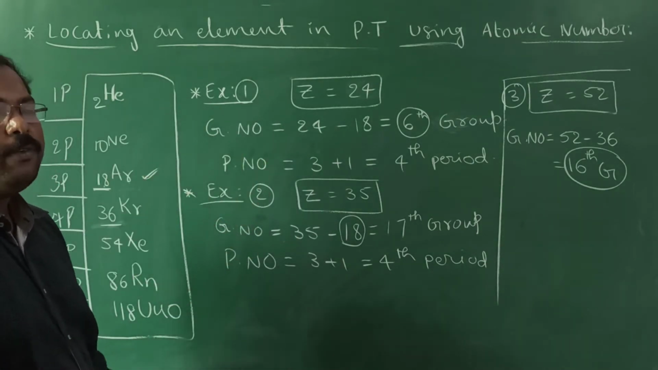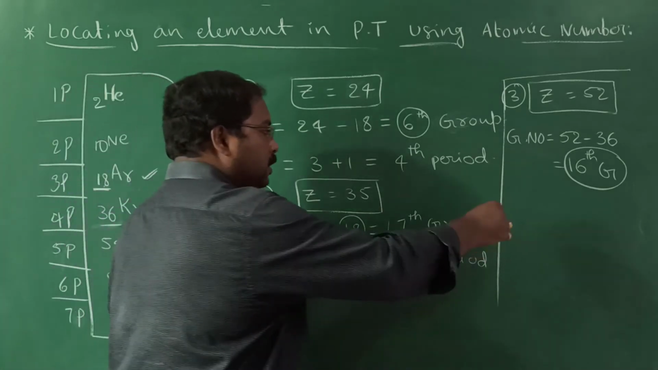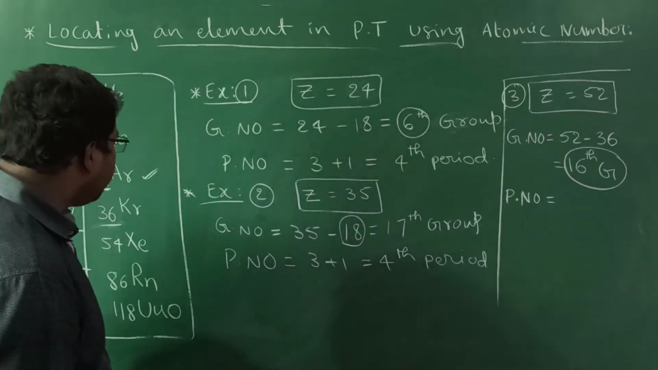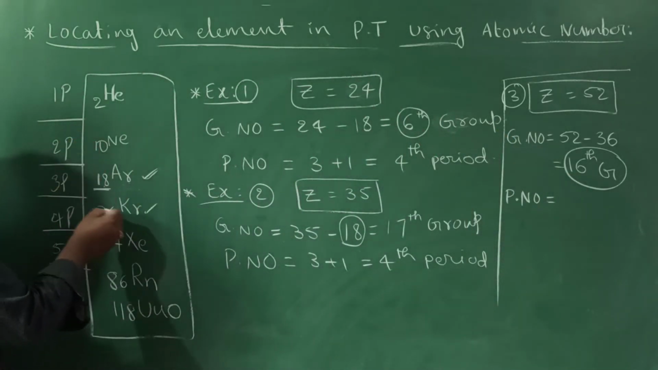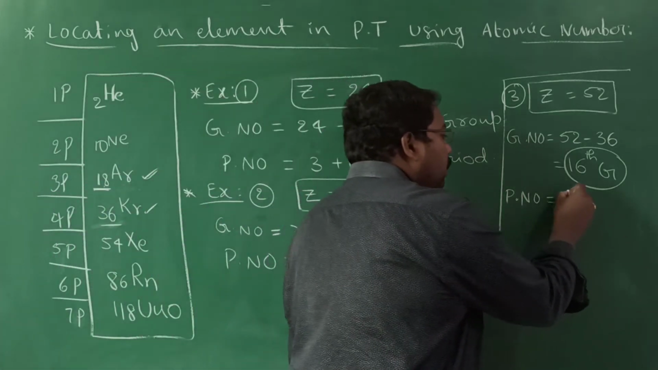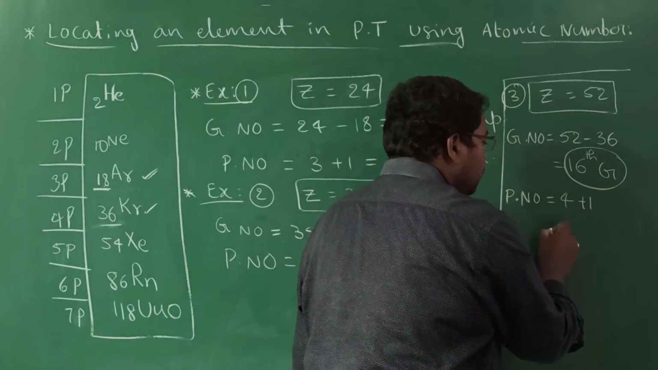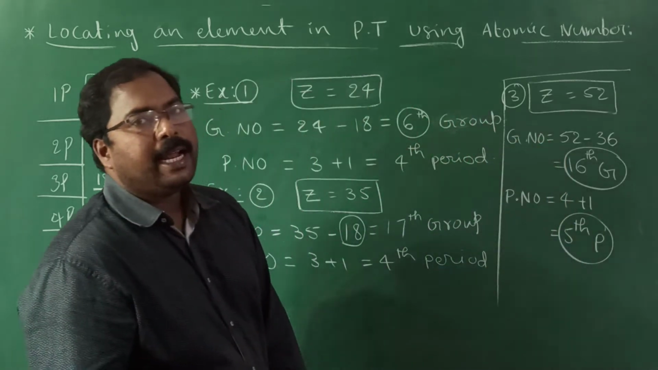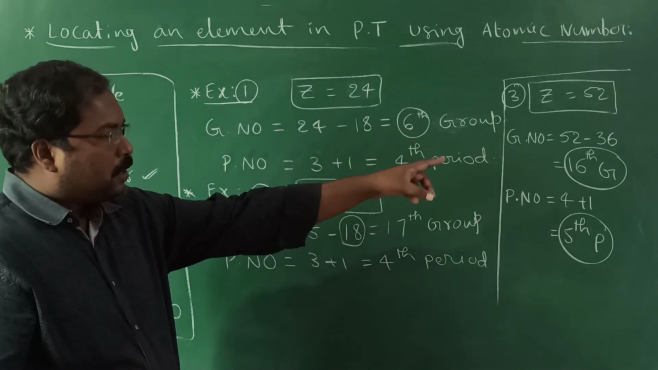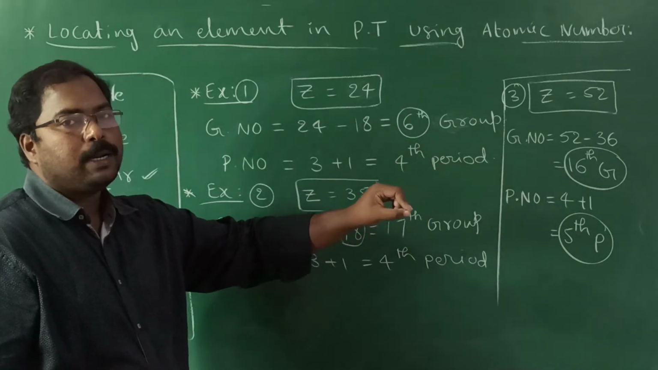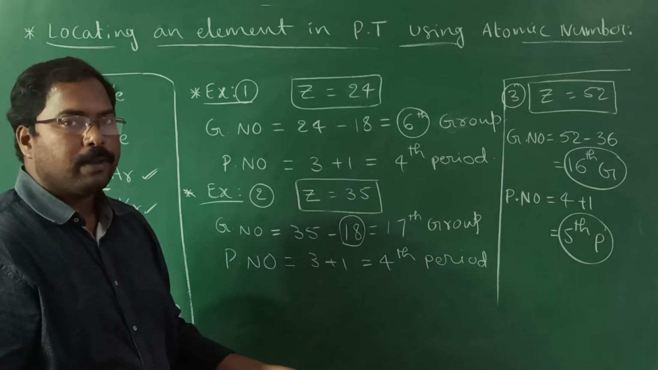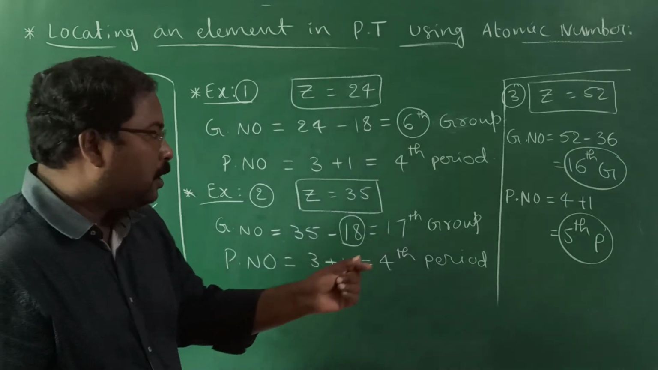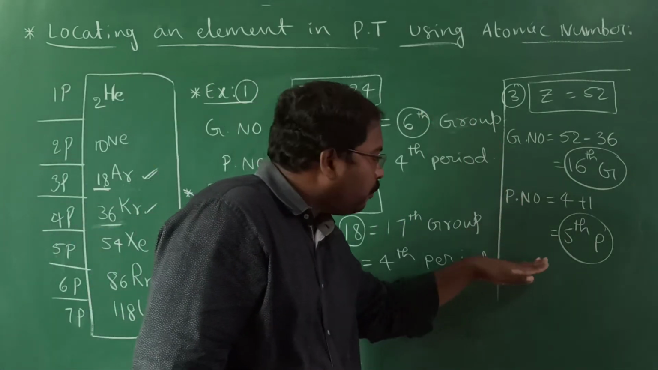52. Or if you want the exact location, let us find the period number also. The 36th element, krypton, belongs to the 4th period. So our element's period number is 5th period. Okay, so the element with atomic number 52 belongs to which group? 16th group, nothing but the 6th A group. What is the 6th A group? That is the oxygen family.